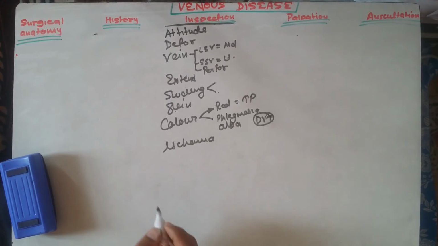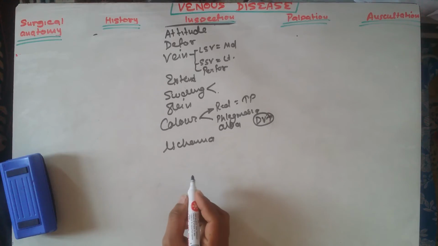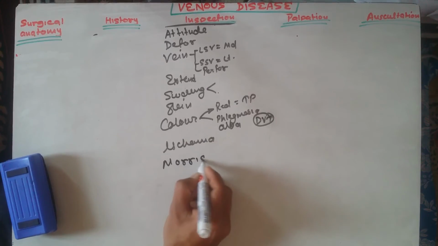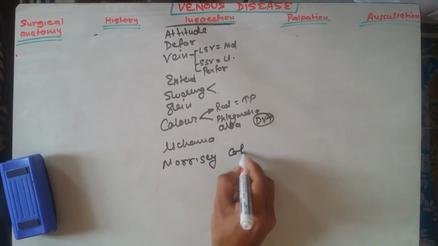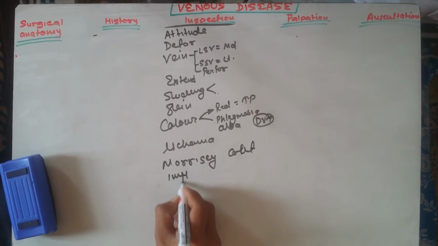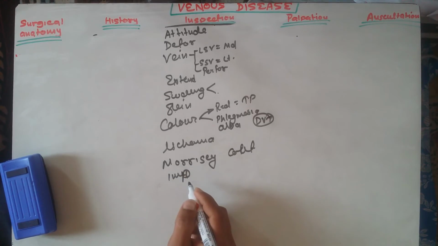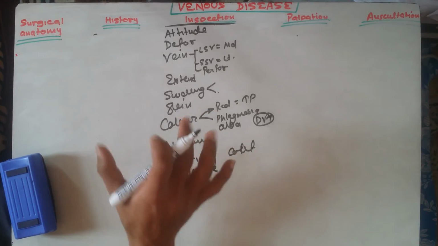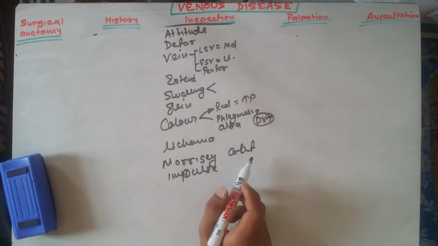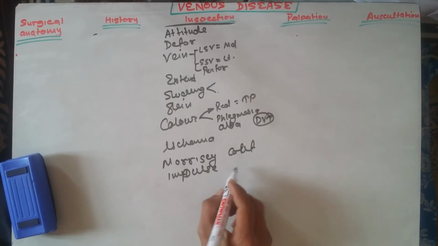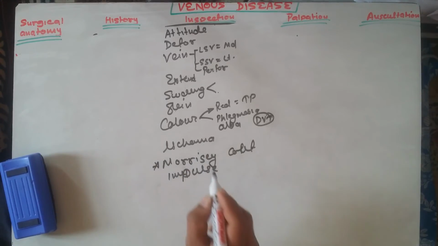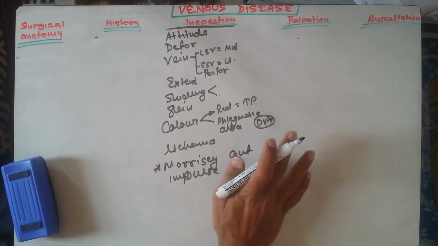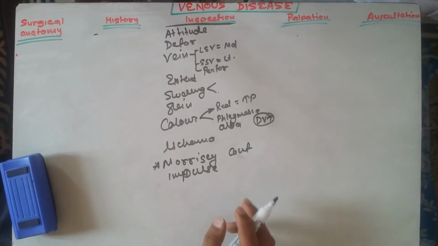And one very important cough impulse is seen around the saphenous opening, that is called as Morrissey cough impulse. Actually during coughing, if the venous incompetency is present, then during coughing there will be impulse visible around the saphenofemoral opening. Okay, at the saphenous opening there will be visible pulsation called as Morrissey cough reflex, cough impulse. And these are the important signs related to the inspection.